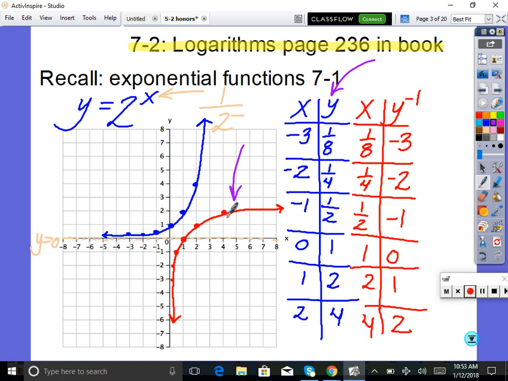Now think about it. The further we go right here, won't it just get closer and closer? Won't our x's just get closer and closer to 0? So wouldn't that mean that there must be a vertical asymptote at x equals 0? Yeah, that is true. That will happen. Okay, good.